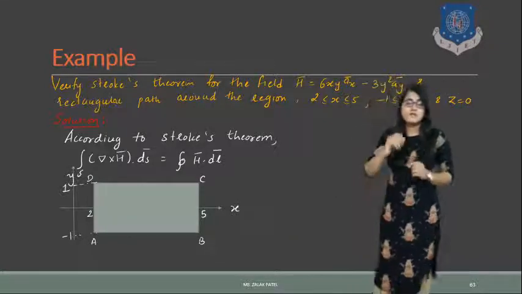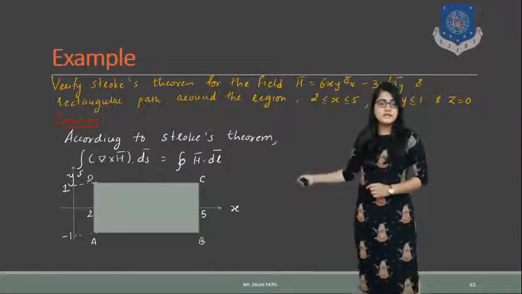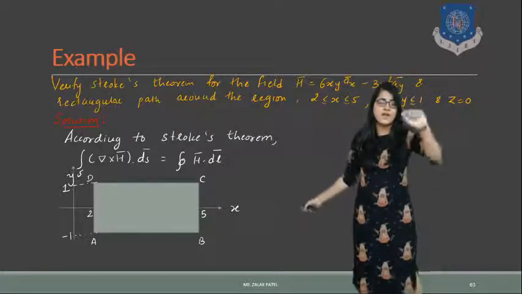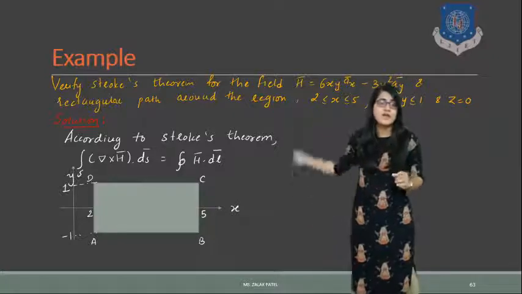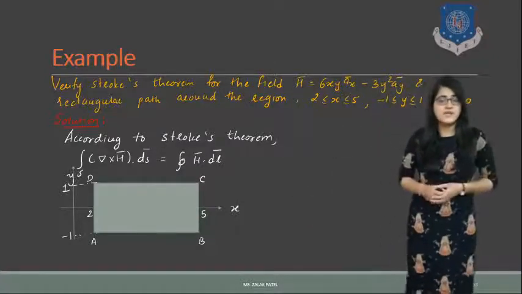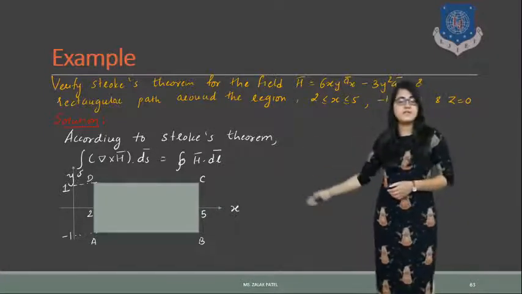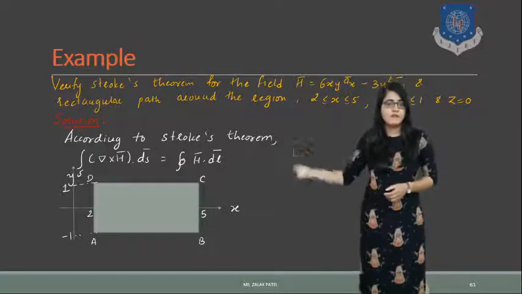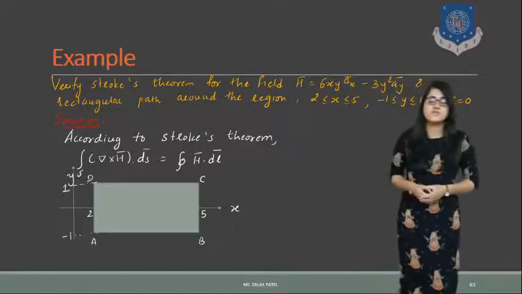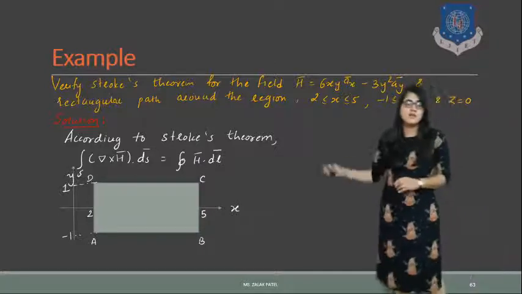For the B to C part, the vertical path is there and the limit is changing. B means vertical y-axis, B limit is -1 and C limit is 1. So for the B to C path, the limit is -1 to 1. For C to D, the maximum limit is 5 and it goes from 5 to 2. So for C to D it will be 5 to 2, and D to A means 1 to -1.